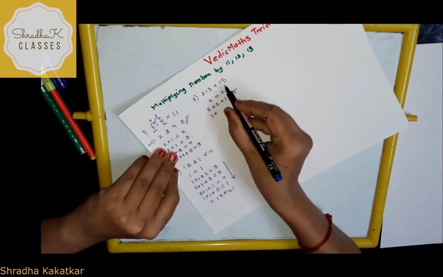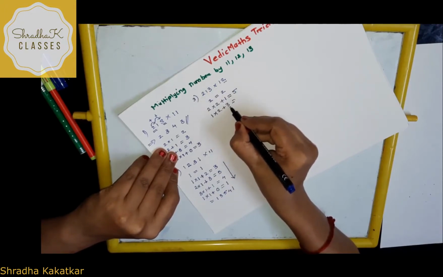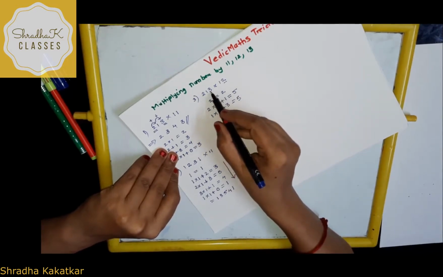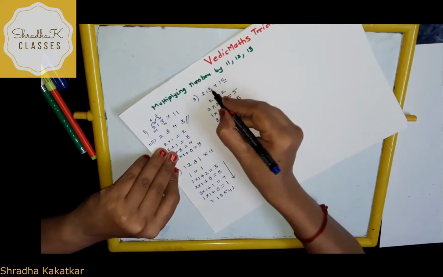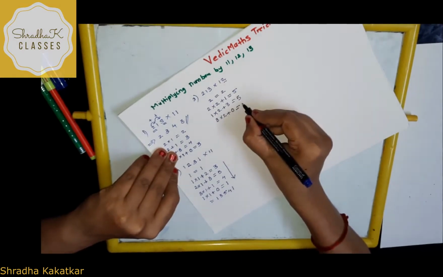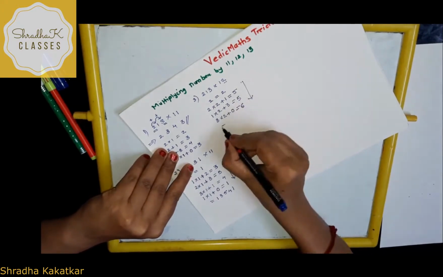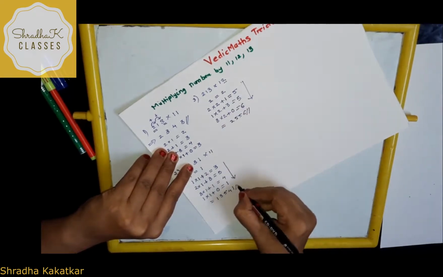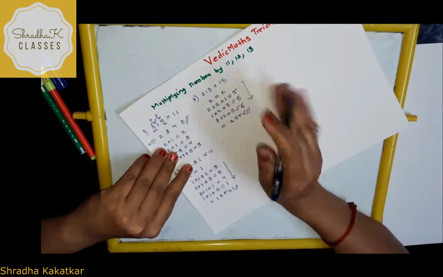Then again, what is the next number? 1. So 1 into 2 plus the next number 3. So 2 plus 3 is 5. Now again, what is this? 3. So 3 into 2 plus, is anything there next to 3? No, so 0. So 3 into 2 is 6. So this is our answer: 2 5 5 6. You can do this in your mind if you know how to do it.